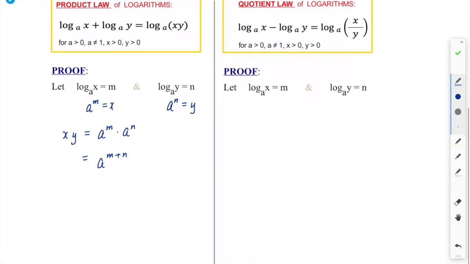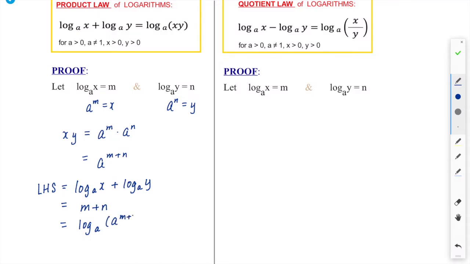Well, what does that mean? On the left-hand side of the product law, when I have log x base a plus log y base a, I can say that I have m plus n. If I use my imagination and say, well, what if I want to write m plus n as log of base a? Then it must be this. But what did we just show that a to the power of m plus n is equal to? We have shown that by exponent laws, that is equal to x times y. And therefore, left side is equal to right side.